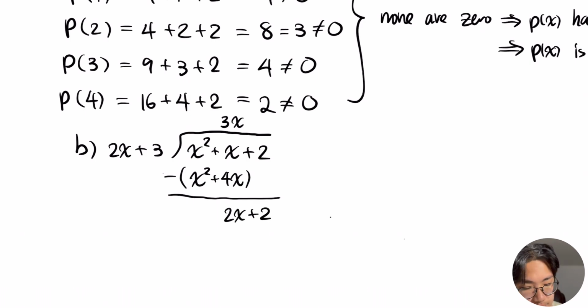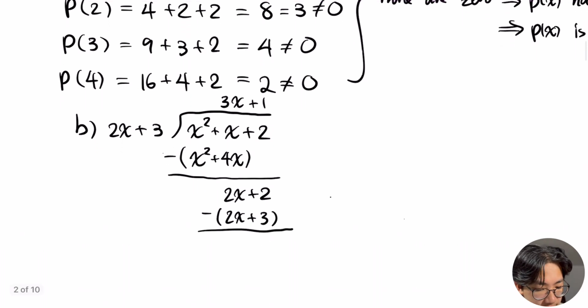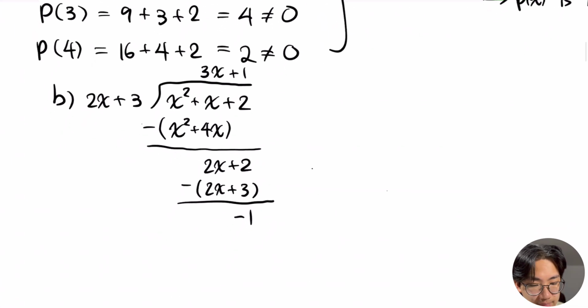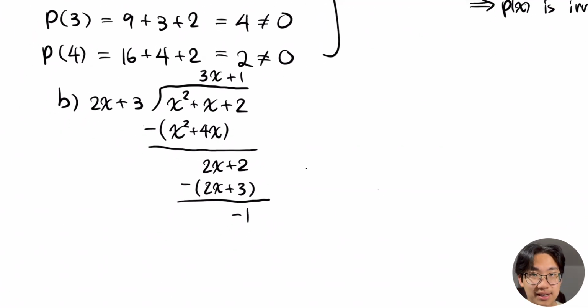and then plus 2. And then we can repeat that same process, but it's a bit easier. In this case, we can just multiply by a 1, so plus 1, and then we can subtract off 2x plus 3. So 2x minus 2x will give you 0, and 2 minus 3 will give you negative 1. In this case, I'm going to leave it as negative 1. We could easily rewrite it in terms of mod 5, but for our later purposes, you'll see that it's going to be easier if we just leave it like this.